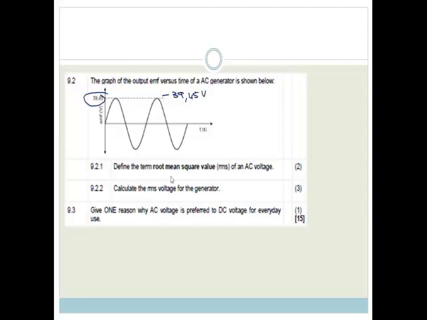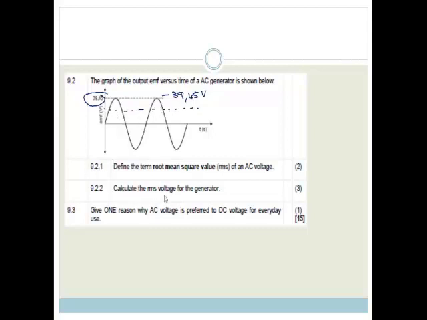It says define the term root mean square value of an AC voltage, and you guys have to go and study this. Please go find your exam guidelines and then go study this. But basically, your root mean square value is the average voltage. It's the actual voltage that you get out, because remember that these peaks get cut off. So it's the average voltage that is supplied to the circuit.